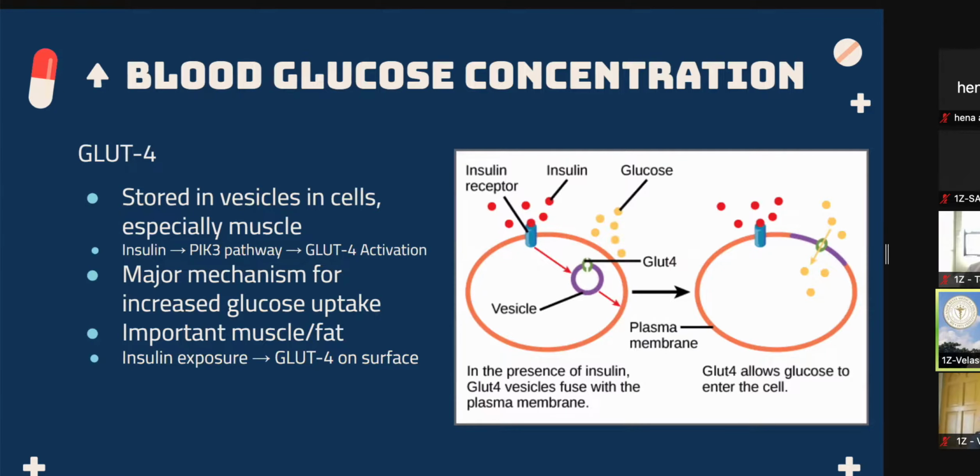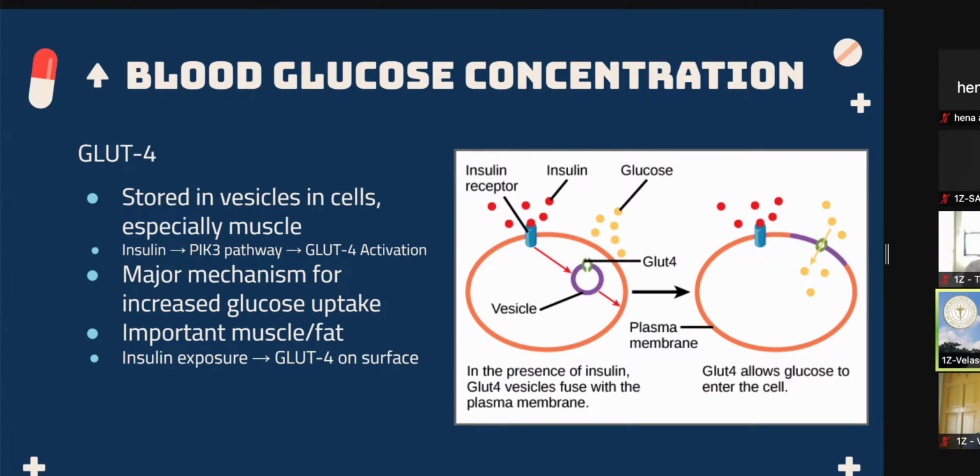Okay, so what is the reason behind the increased blood glucose levels? For this, it would be due to what was mentioned before, GLUT4 transporters, or rather an absence of GLUT4 transporters. GLUT4 transporters are stored in vesicles in the target cells, especially in muscles and in fats. And this is a major pathway for how glucose can get into cells.